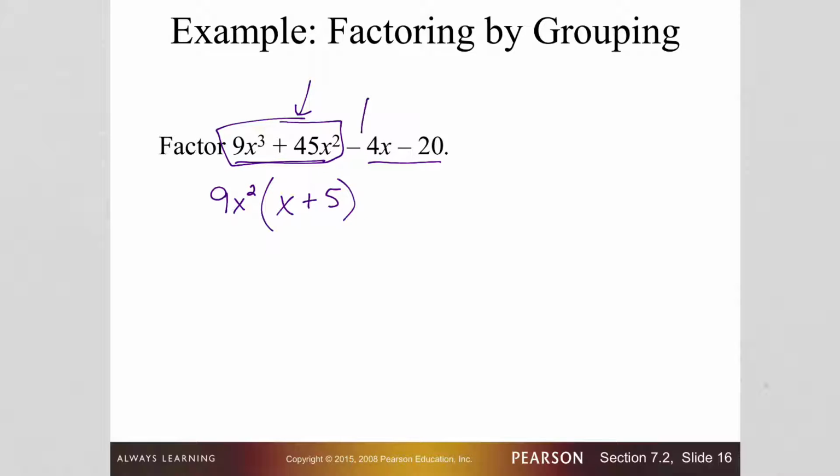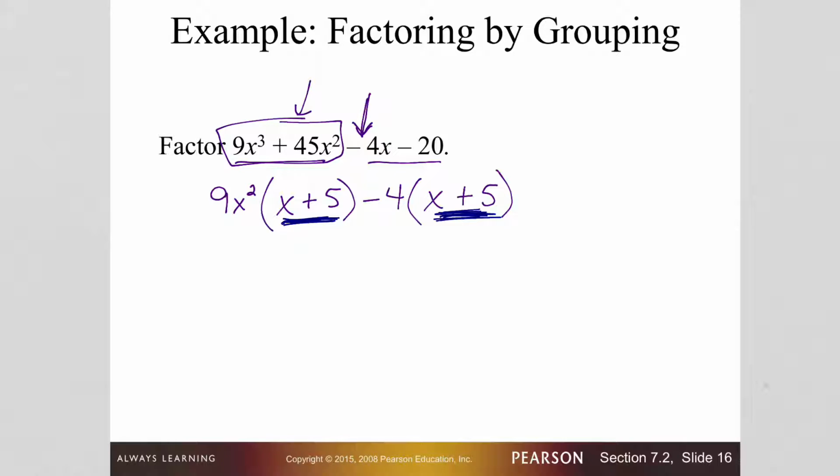Okay, here's a trick. If this right here is a minus sign, you put a minus right here. If that right there is a plus, you put a plus right there. So we have a minus, so now I ask myself, what do 4 and 20 have in common? They have a 4. What times negative 4 would give you negative 4x? x. What times negative 4 would give you negative 20? Plus 5. Now, if the binomial inside the parentheses does not match, you cannot go on to the next step, so don't even try. But see how they both have an x plus 5?